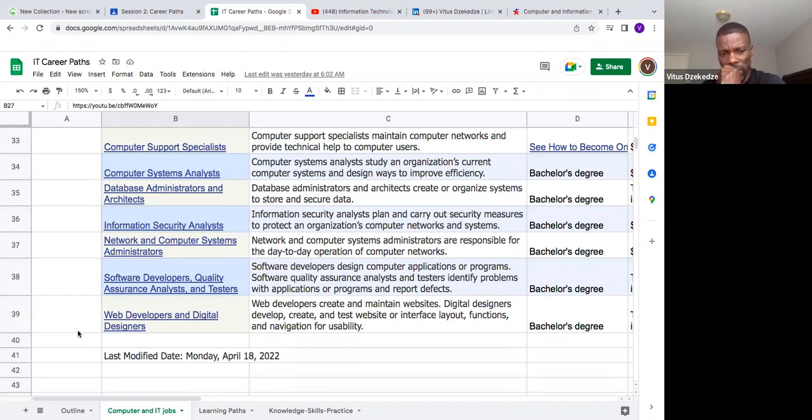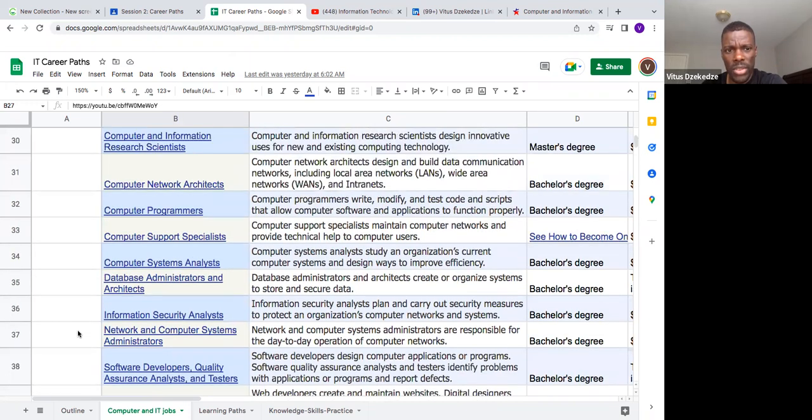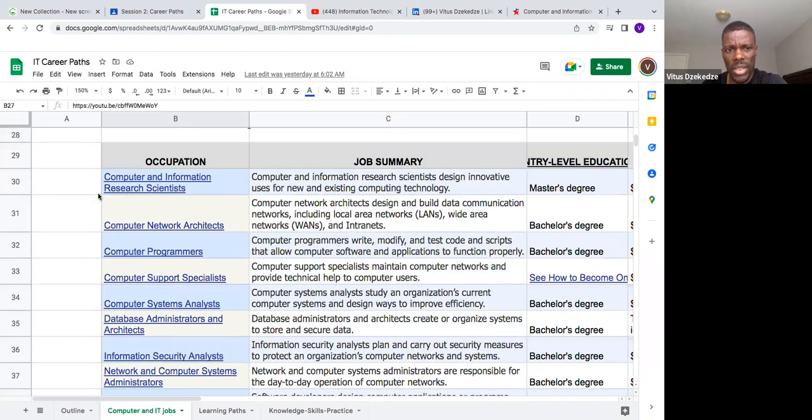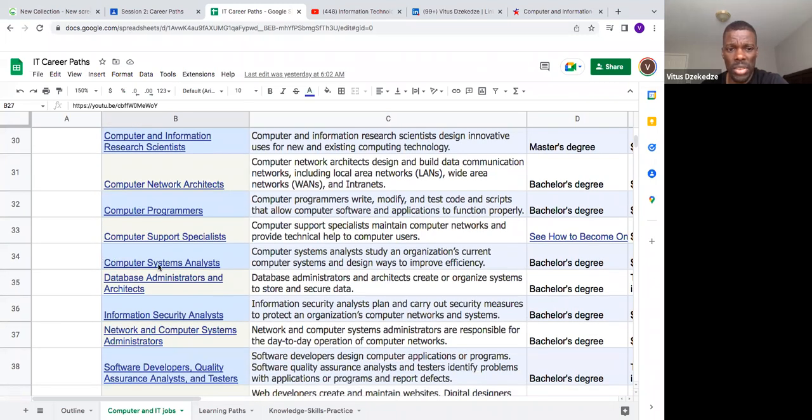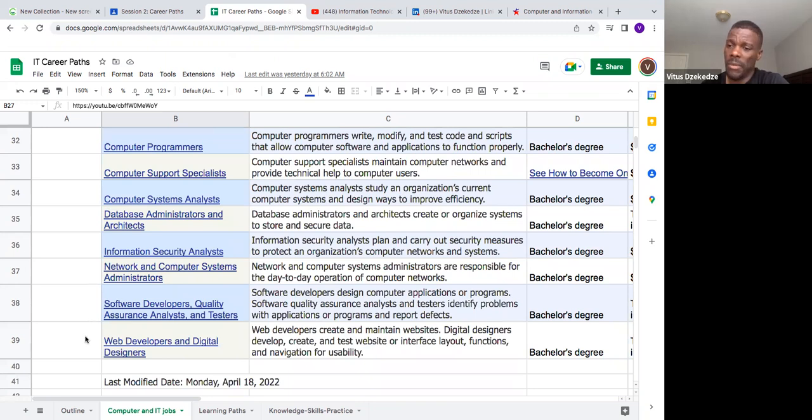But one of my favorites is the web developer, because for most of these other occupations, as a research scientist, someone probably has to employ you, right? As a network architect, someone needs to call you to come and set up their network. Same as a programmer, an information systems security analyst, and so on. For a database, you need someone to call you to come and manage their database. But as a web developer, everybody needs a website. You don't need to work for a particular company. You can be an entrepreneur.